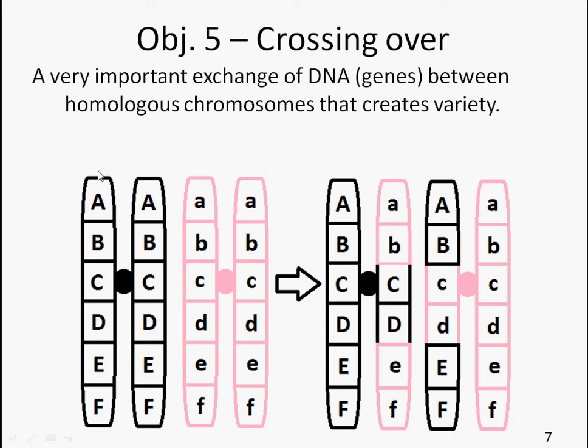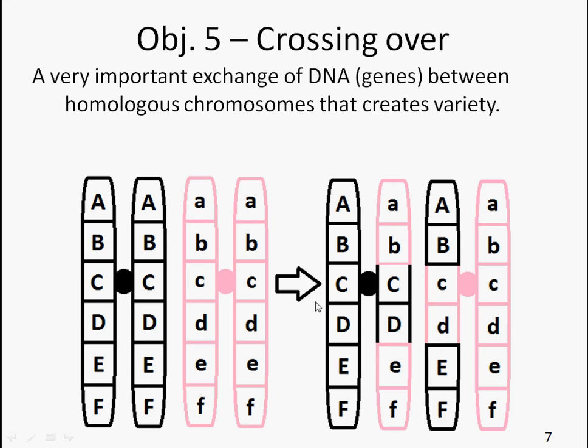So here we're going to say that the black homologous chromosome on your screen is going to be from dad. The pink one will be from mom. Can't get any more sexist than that, right? So here's a homologous chromosome from dad and a homologous chromosome from mom. Again, these are two homologous chromosomes. They have the same basic information. One might be for dark hair, one might be for light hair, but overall A represents hair color.